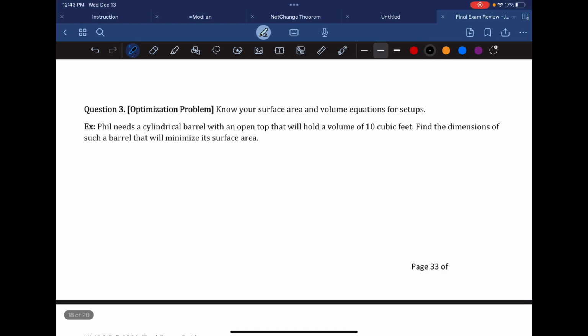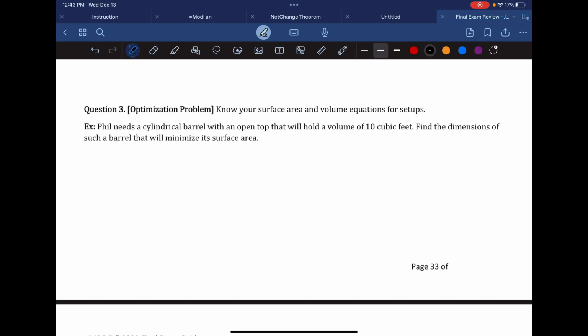All right, so the next thing we're going to talk about is the optimization problem, and this particular optimization problem is dealing with the cylinder. So it's dealing with the surface area and the volume of a cylinder. I can't really say whether you'd be expected to know these formulas on the exam. I'm really not sure. That'd be a question for the professor or the TA. But let's walk through it.